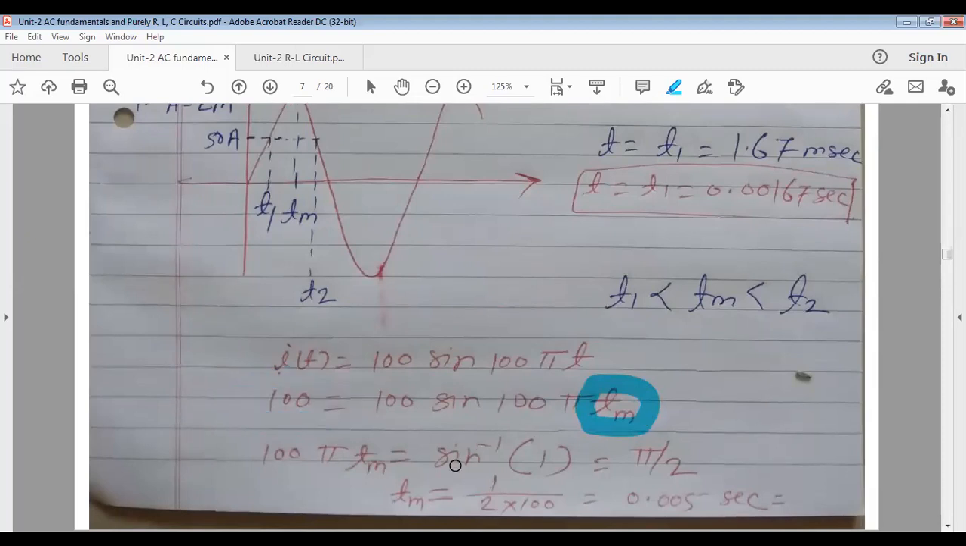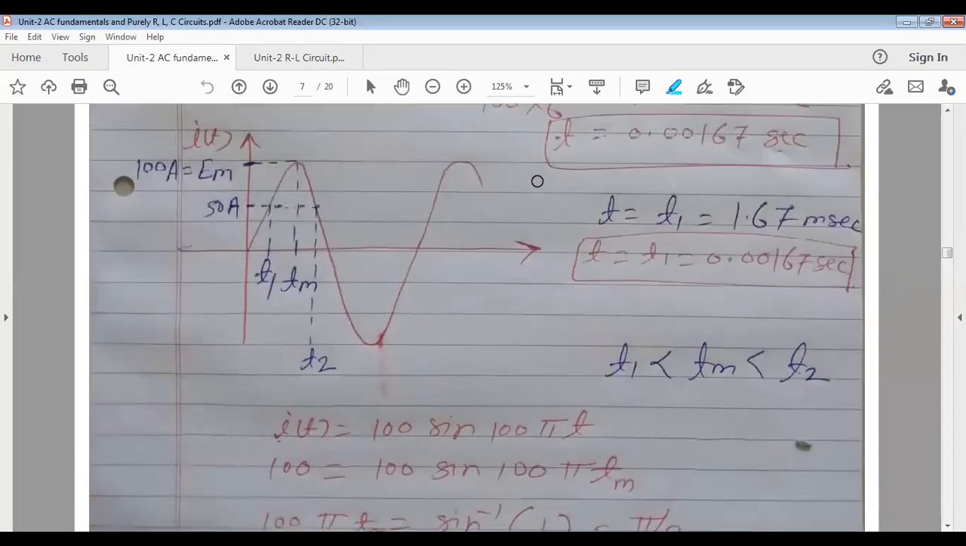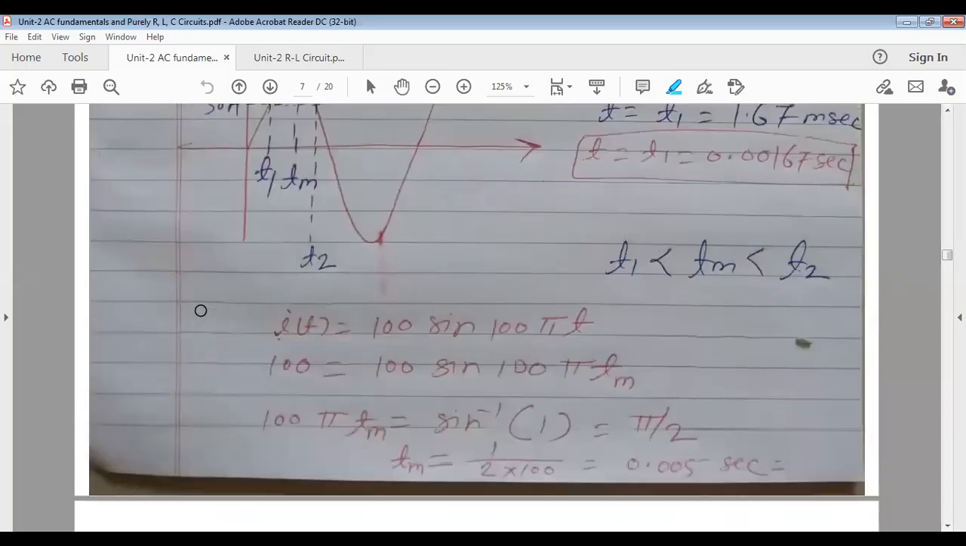So all of you can simplify it now. Sine inverse of 1 is pi by 2. So pi will cancel. So Tm you will get 0.005 second. Clear? How to calculate Tm? Yes, ma'am. Okay. Now another option is also there to calculate Tm. This is the one method.